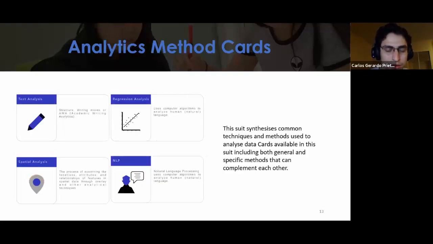The analytics methods card is a set of 20 different cards where they can use an analytics method in combination with the data source. If people want to use regression analysis, text analysis, NLP, the cards are there to provide a common language, so we try to provide as many examples as possible.